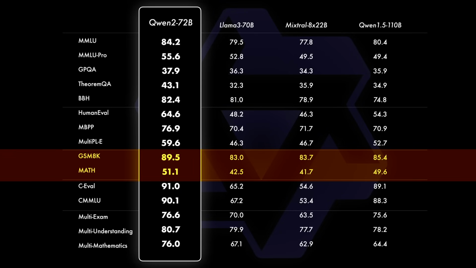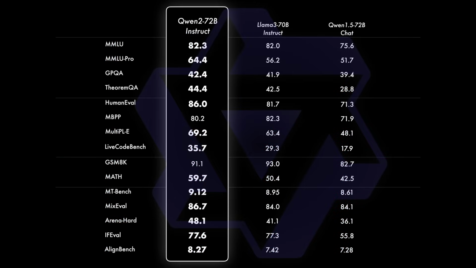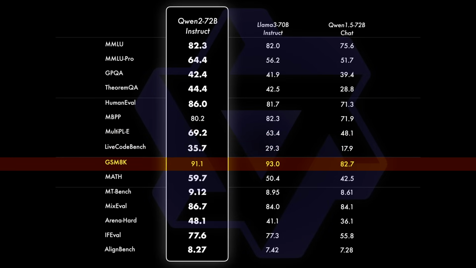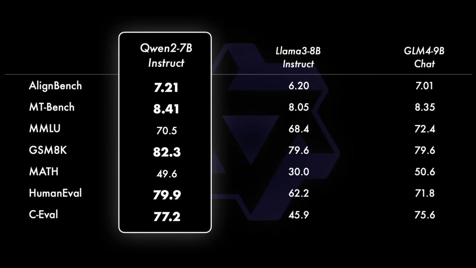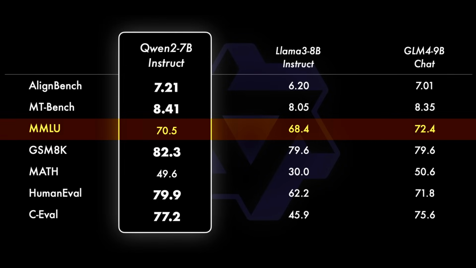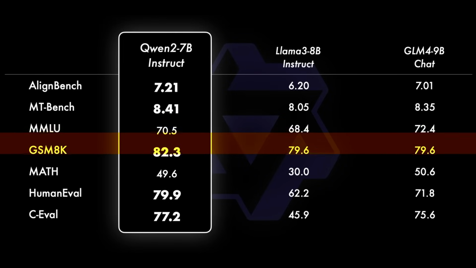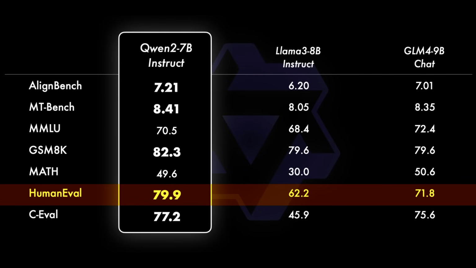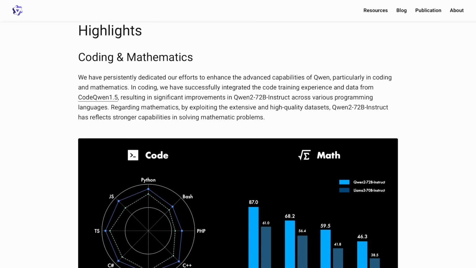The benchmarks are really interesting. In the instruct variant, it also performs well, but lags a little in the MBPP and GSM8K benchmarks. So, the instruct variant is slightly lacking, but it's still great. Now, let's look at the 7B model benchmarks, because that's what I'm most excited about. In the 7B benchmarks, it beats Llama-3 8B and GLM-4 9B in most benchmarks, but lags in the MMLU and math benchmarks. However, it scores high in the HumanEval benchmark at 79.9, indicating it will be extremely good at coding. I'm excited. Those were the benchmarks.